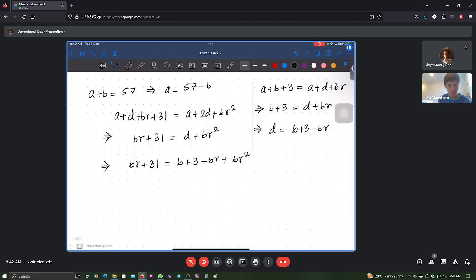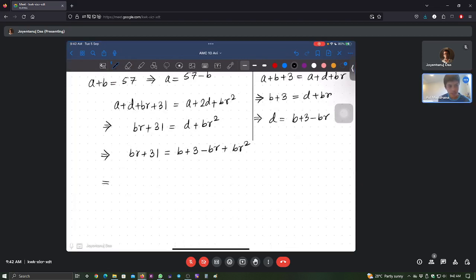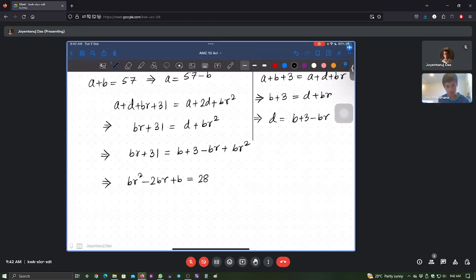So let us do one thing. Let us bring all the integers to one side and all the variables to one side. So br squared minus 2br plus b minus 28. We can keep the 28 on the other side, right? Then I think you can keep the b on the other side as well and factor br out. Yes, b we can take common, right?